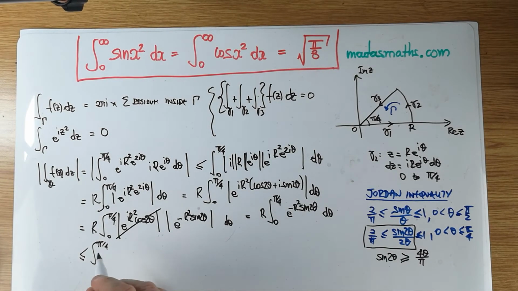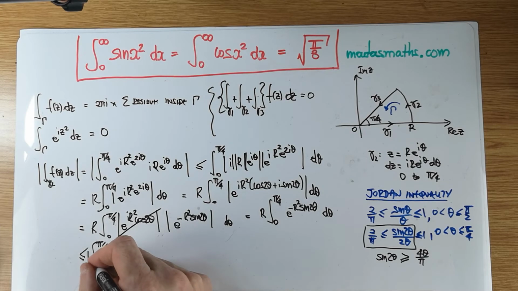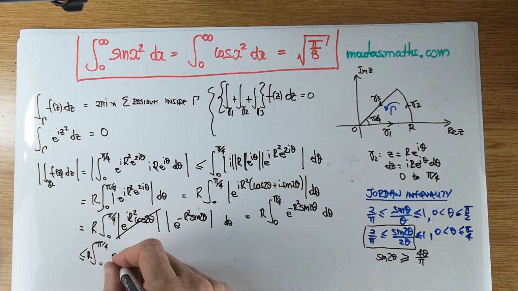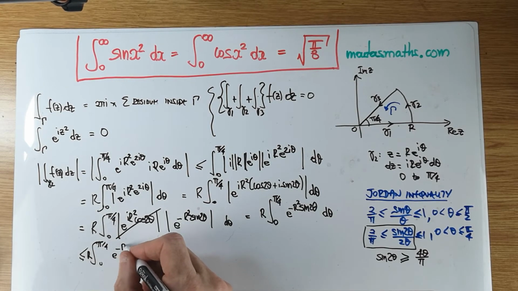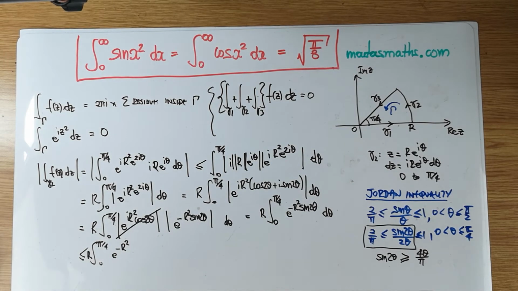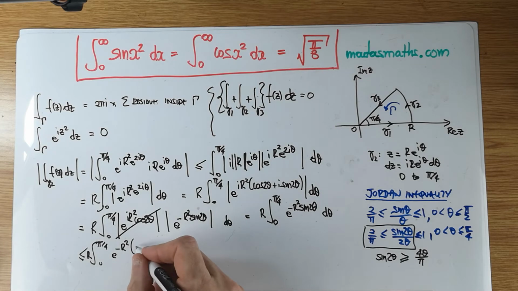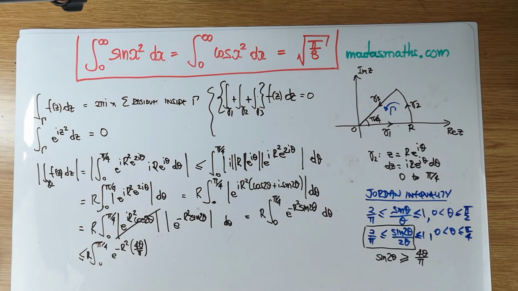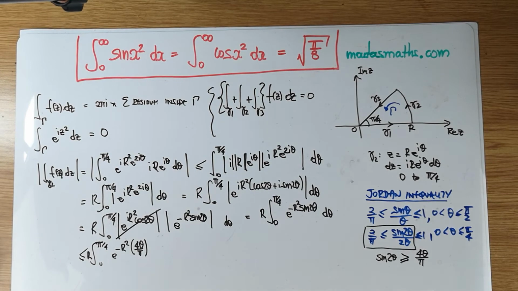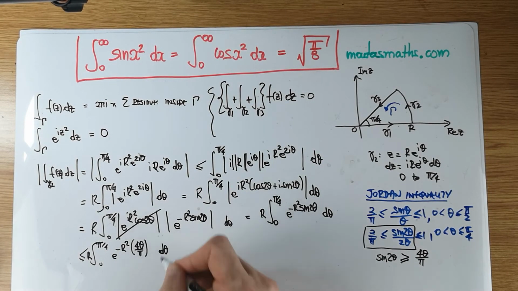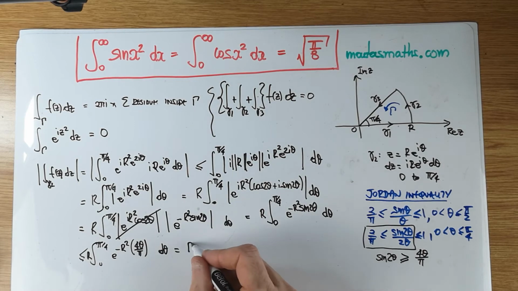So our claim here is that the r at the front, e to the minus r squared, and the sine of 2 theta has been replaced with 4 theta over pi. And from here we can actually integrate that. That's going to now equal, and what do we get for this? Oh, oops, I forgot the d theta there, sorry. So we got r.